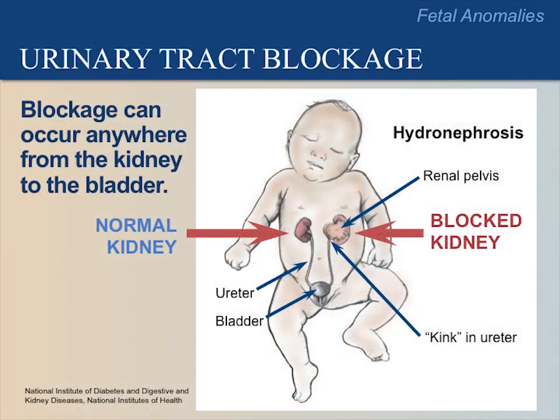In this diagram, we see a normal urinary system on the left side. Urine is formed in the kidneys and then travels down small tubes called ureters to the bladder. On the right side, we can see what happens when a blockage develops in the ureter. Urine begins to back up into the kidney, making it swell. This is called hydronephrosis. The area where urine collects in the kidney is called the renal pelvis.